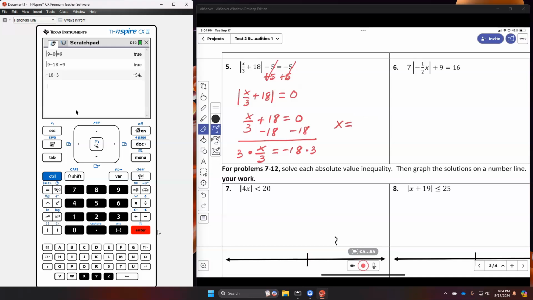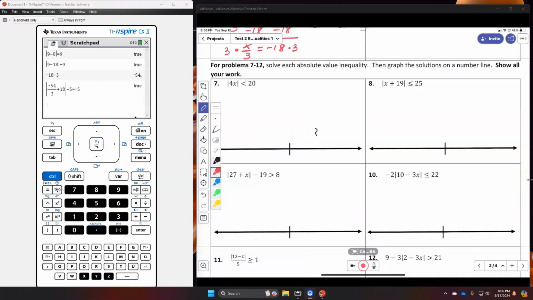And if you want to check, all you would have to do is substitute. So we have the absolute value of negative 54 divided by 3 plus 18. And we want to see if it comes out equal to 0, right? Or you have minus 5 equals negative 5, right? And the answer is true.